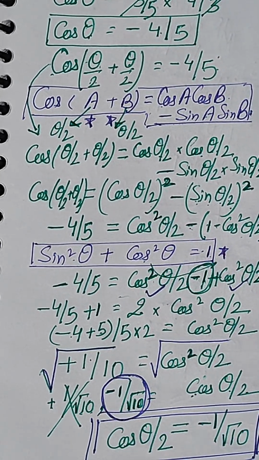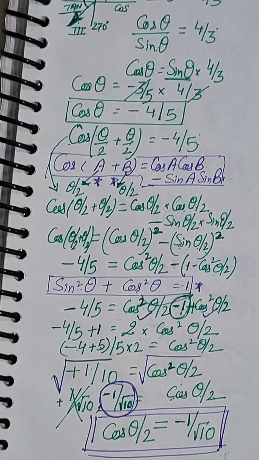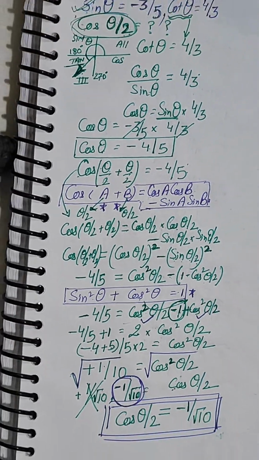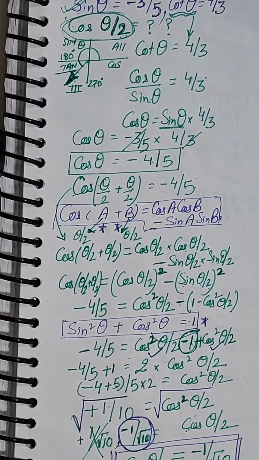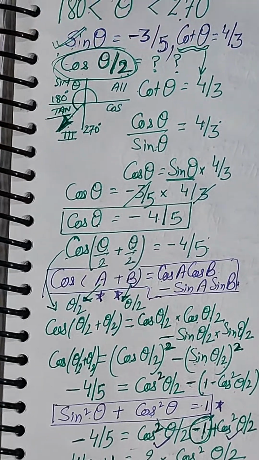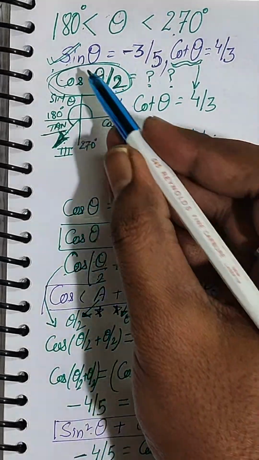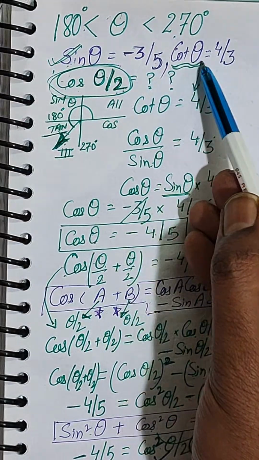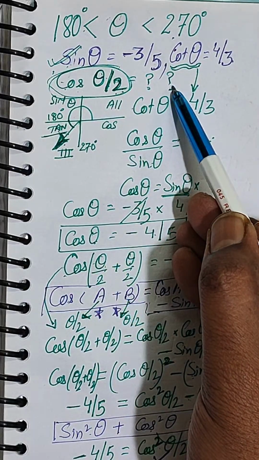Okay, so let me show the entire screen in front of you so that you can easily recollect the things. This was the question in front of us. The question was that theta lying between 180 degree and 270 degree, sin theta value is given to you, cot theta value is given to you. Then what was the value of cos theta by 2? That was about to be calculated.